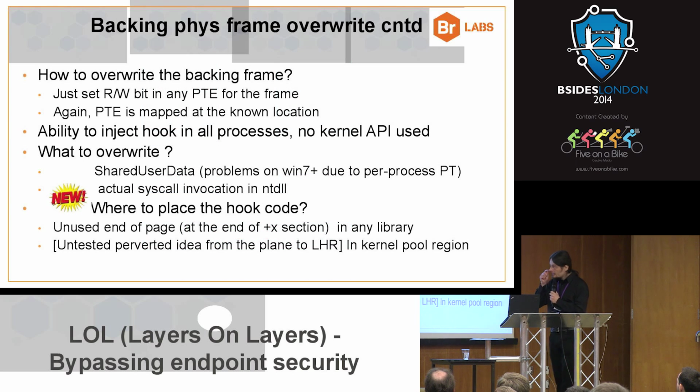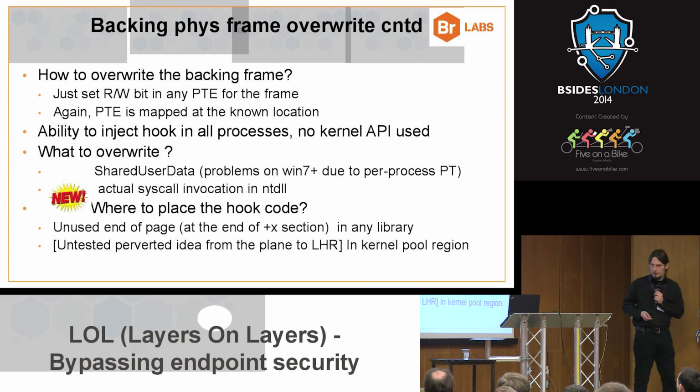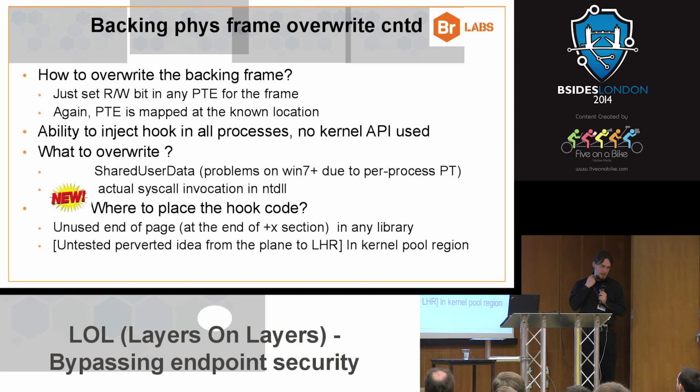Okay, so once again, how to overwrite this physical memory? Just mess with page tables again. One extra bonus on the Windows platform is that page tables are mapped at a fixed address, so it's very easy to find them. You don't need any kernel APIs, you don't need to actually walk the page tables, it's just fixed at a given virtual address. That's nice. So what this method gives us is the ability to modify the contents of all the processes, or say libraries that are used by all the processes, with a single write. That's pretty nice.